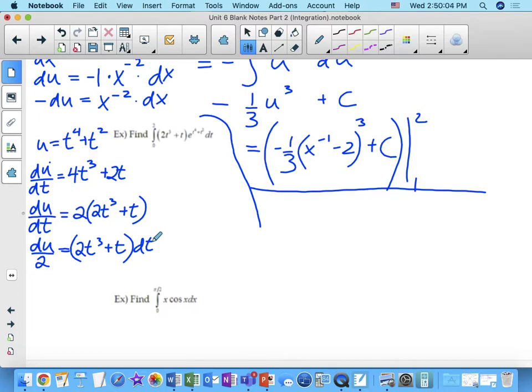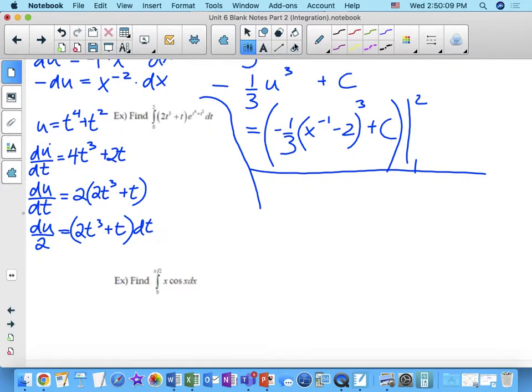So this will become the integral of e to the u times du over 2. And I will bring out the 2. Yeah, du, there we go. And that, of course, is just equal to e to the u plus c, right?